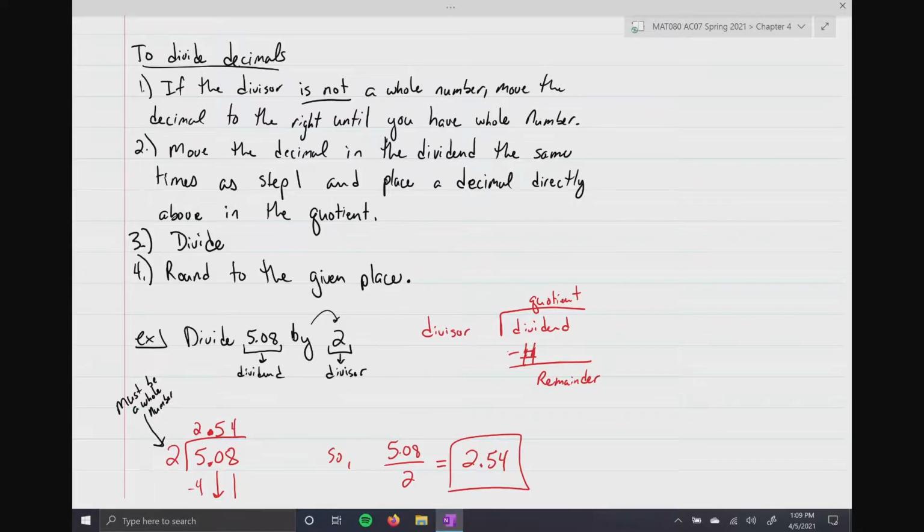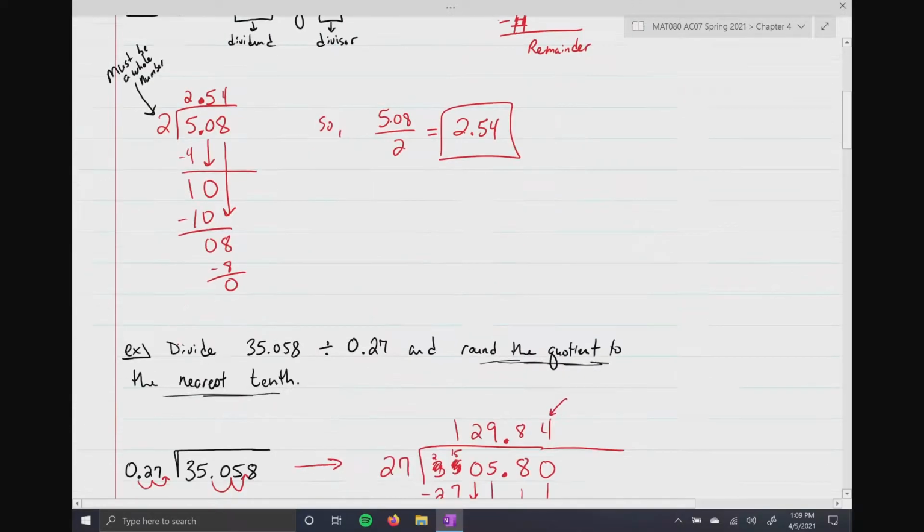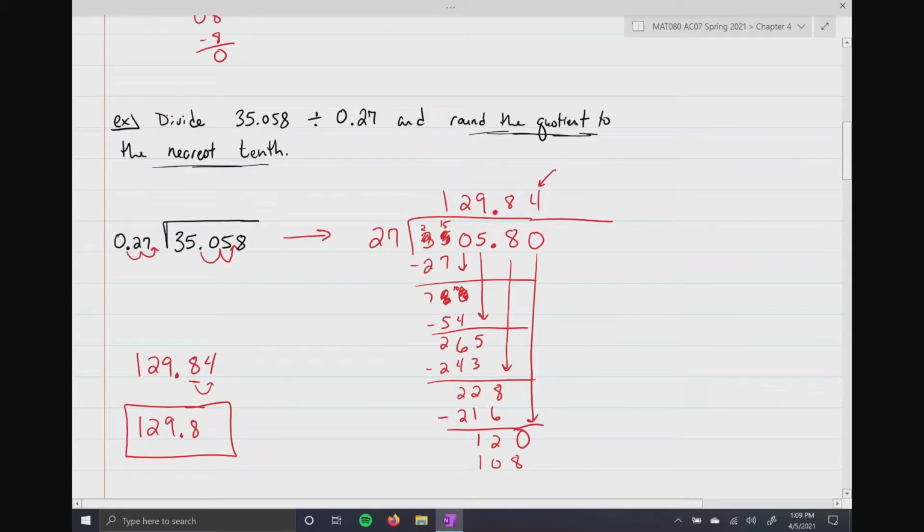Now, one of the examples we did with dividing is if we wanted to round to a specific place value. Remember, to round, you underline the place value and you look to the right. If there's no number to the right, you have to put a number there. So we would put a 0 and then drop it down and keep going until you got to the number of places you needed to round successfully.